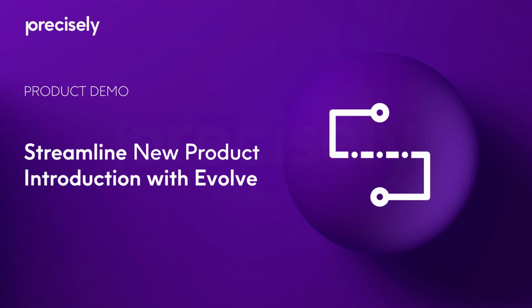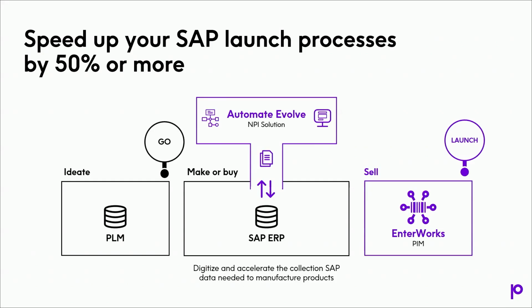Today I'll show how you can streamline new product introductions with Evolve. The Automate Evolve NPI solution can speed up your SAP product launch processes by at least 50%, and we do this by digitizing and accelerating the collection of SAP data needed to manufacture those products.